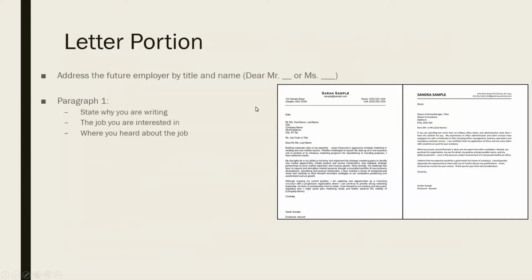So for your letter portion, again, address your potential employer by their title and name, so Mr. So-and-so or Ms. So-and-so. Then you have your first paragraph. What's really important in this paragraph is to state why you are writing. So why should this person pay attention to you? What's the purpose of this letter? You want to say that right away. Obviously, it's to apply for a job. So you're also going to state the specific name of the job that you're interested in. What is it that you're applying for? This person could be in charge of hiring for hundreds of different positions, so you want to be specific.